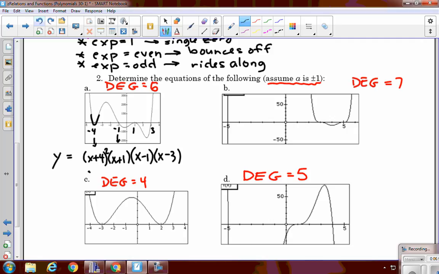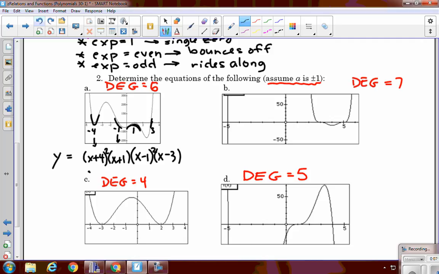And I can go here. That's just going straight through, so that would be an exponent of 1. This guy's also just going straight through, so that's an exponent of 1. But if we look at this 0 here, it's bouncing off again, so that would be an exponent of 2 also.